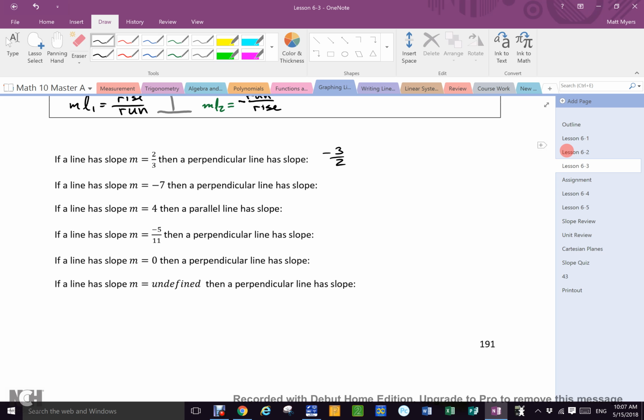Anybody feel they have the second one ready to go? Anybody? Elijah, hit me. You're halfway there. You remember to change the sign, but what else do you have to do? This should be negative 7 over 1, right? So this would be 1 over 7. You got to flip it.